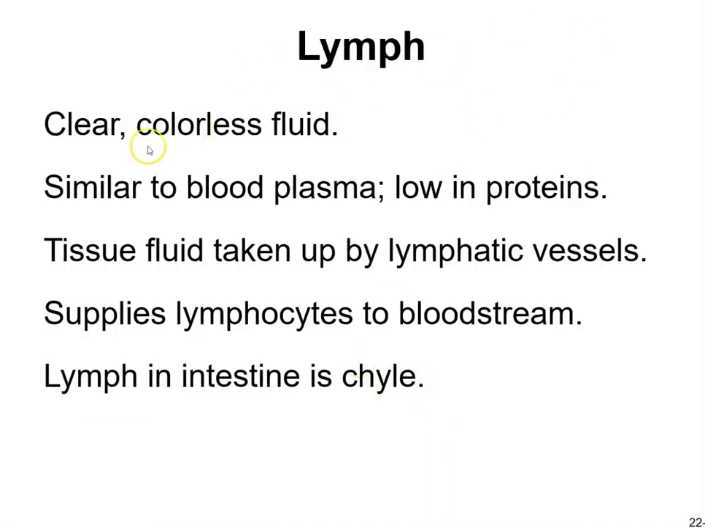Now, what's lymph? Basically, that's a clear, colorless fluid. It's similar to blood plasma, very low in proteins. Tissue fluid taken up by the lymphatic vessels supplies lymphocytes to the bloodstream. You remember what lymphocytes do. And lymph from the intestine is called chyle.